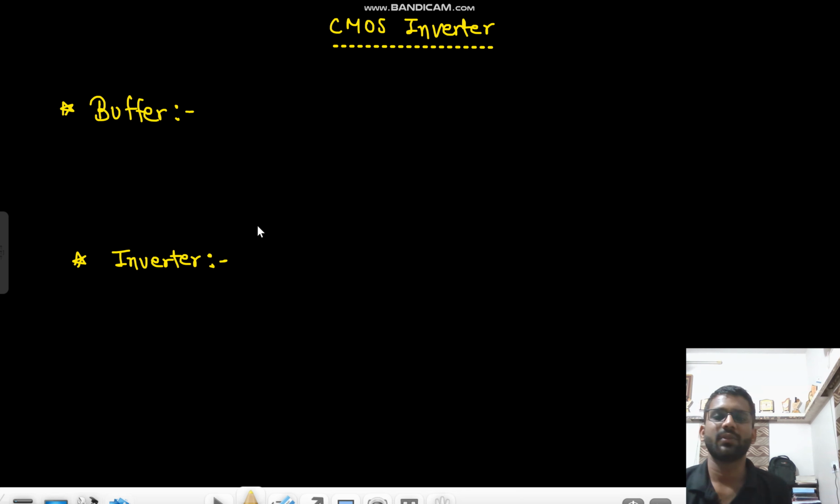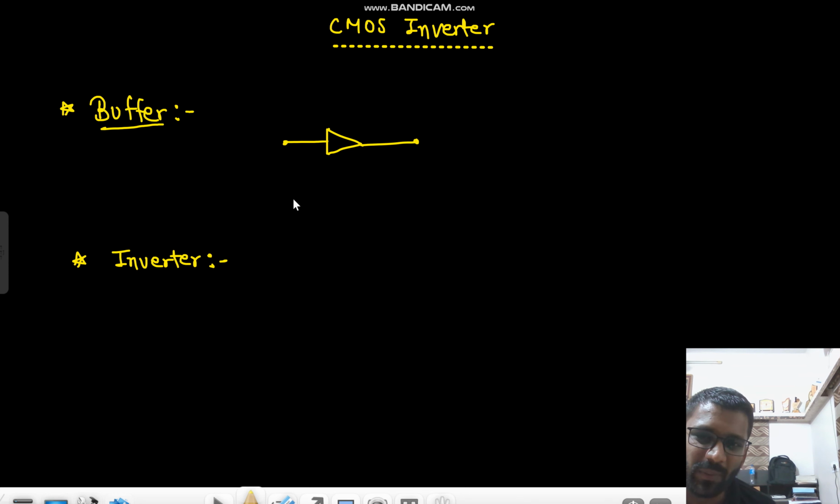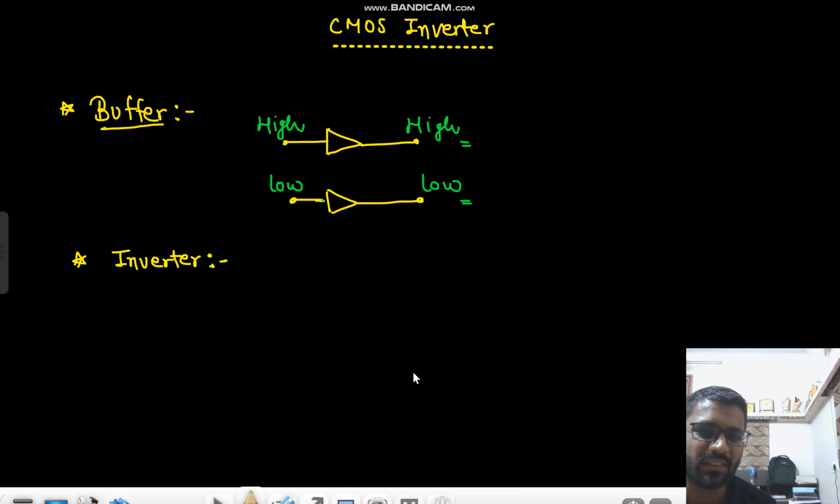So now first we will see what is a buffer and what is an inverter. What is the main difference between those two? The basic difference we will see. Let us assume this is a buffer. This is how we make a buffer. In case of a buffer, if you give a high input, you will get a high output. And if you give a low input, you will get a low output. This is what a buffer is.